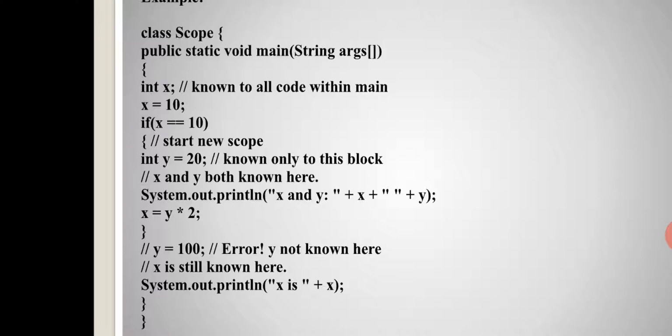Okay, so now the scope of variable y is inside that conditional statement, inside the curly braces. This is known only to this particular block. They have given it in the comment. You can read the comment if you want.